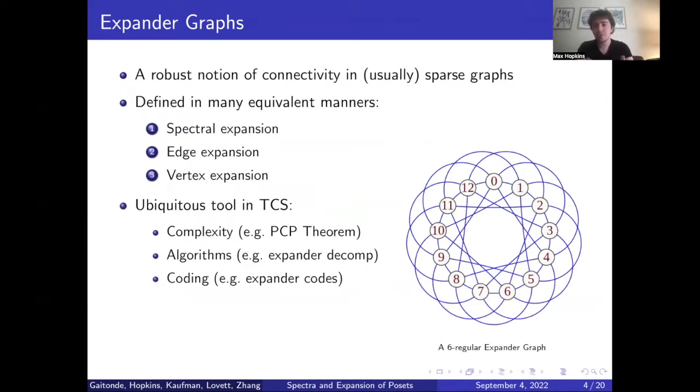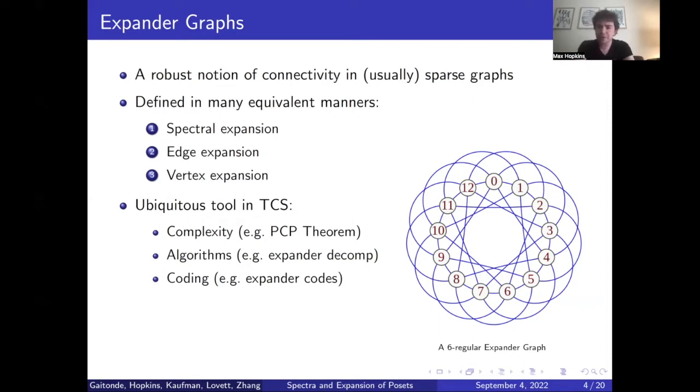I'm sure many of you know, but just so everyone's on the same page, expansion is a robust notion of connectivity, usually considered in sparse graphs. You can think of it as a way to generalize or mimic the type of structures seen in the complete graph. It's defined on graphs in many morally equivalent ways. You'll hear of things called spectral expansion or more combinatorial or boundary type expansions like edge expansion and vertex expansion. We'll consider a couple of these in this talk.